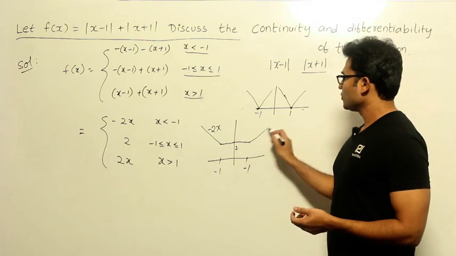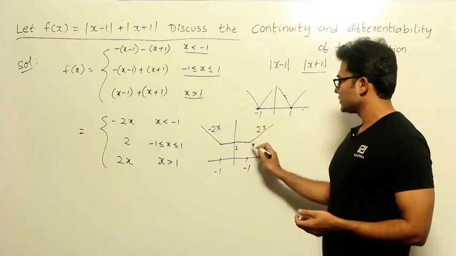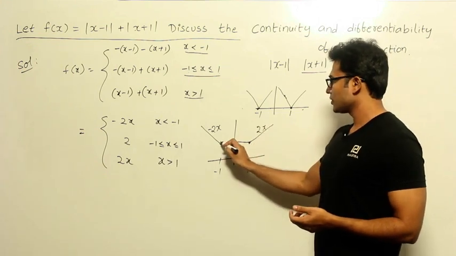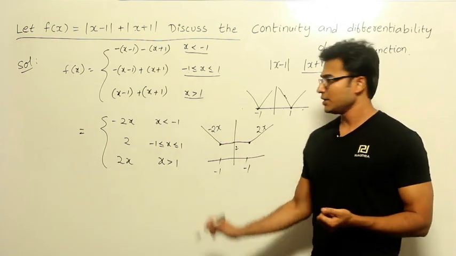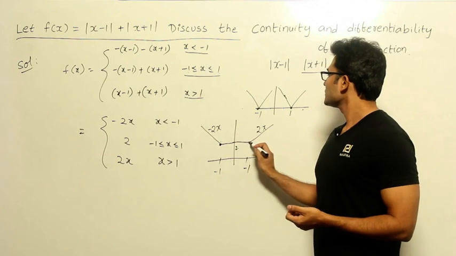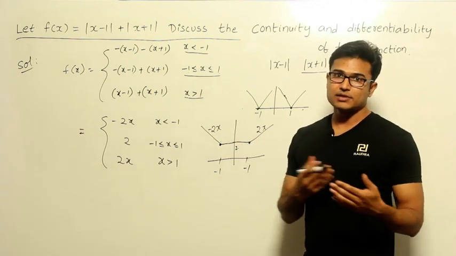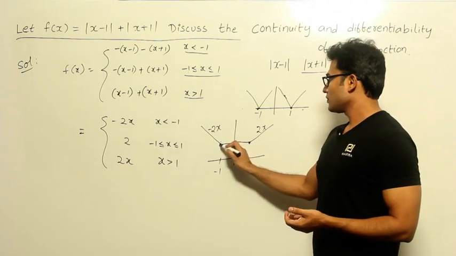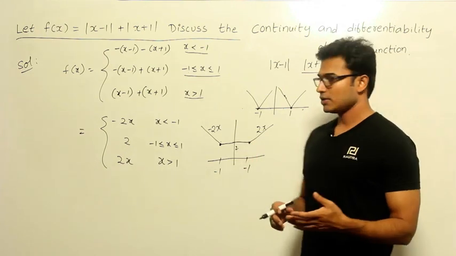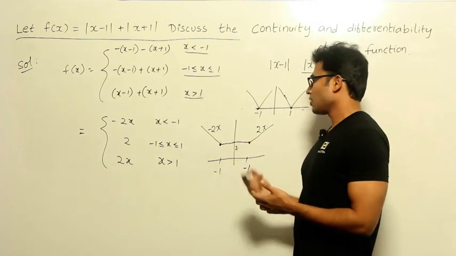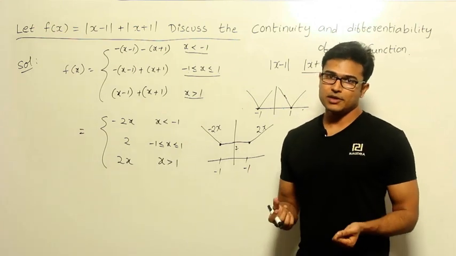And for x greater than 1, it is going to be 2x. So again, if you see this, the corner points are here only, right? Whenever you have any such corner points, also called vertices or edges, or sharp edges, there is a chance that the function may not be differentiable at that point.